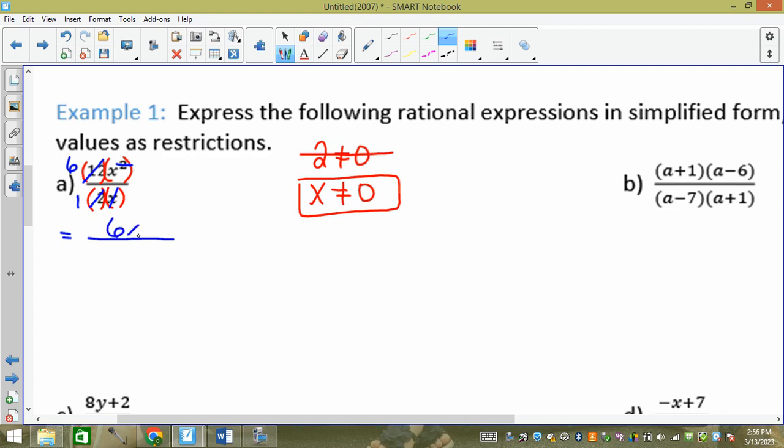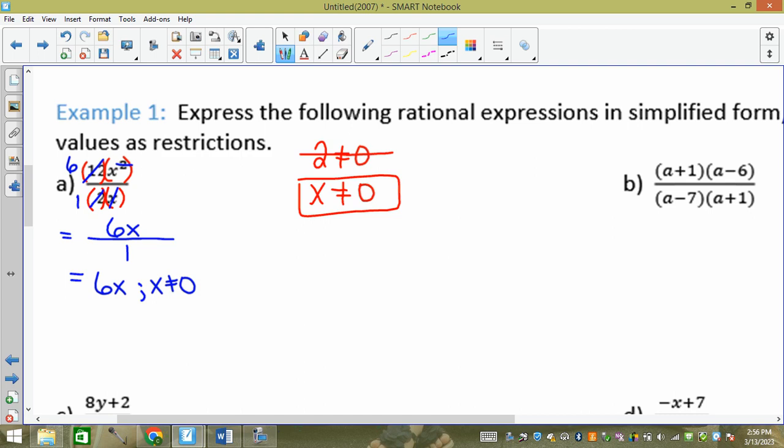6x. What's left in the denominator? Do I have to write a 1 if it's left in the denominator? If it's left in the numerator? Yes. So you write your simplified expression, and you still have to follow behind with the non-permissible value. X can't equal 0. Now, people will tell me, well, there's no x's in the denominator anymore. I don't need a non-permissible value.